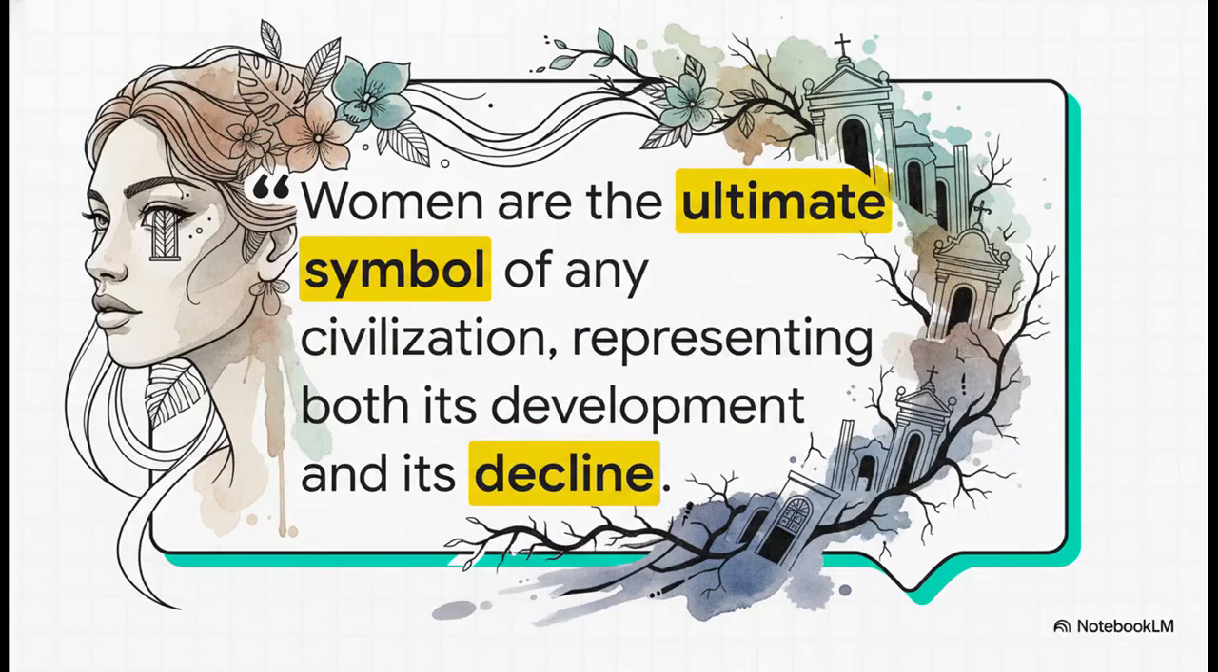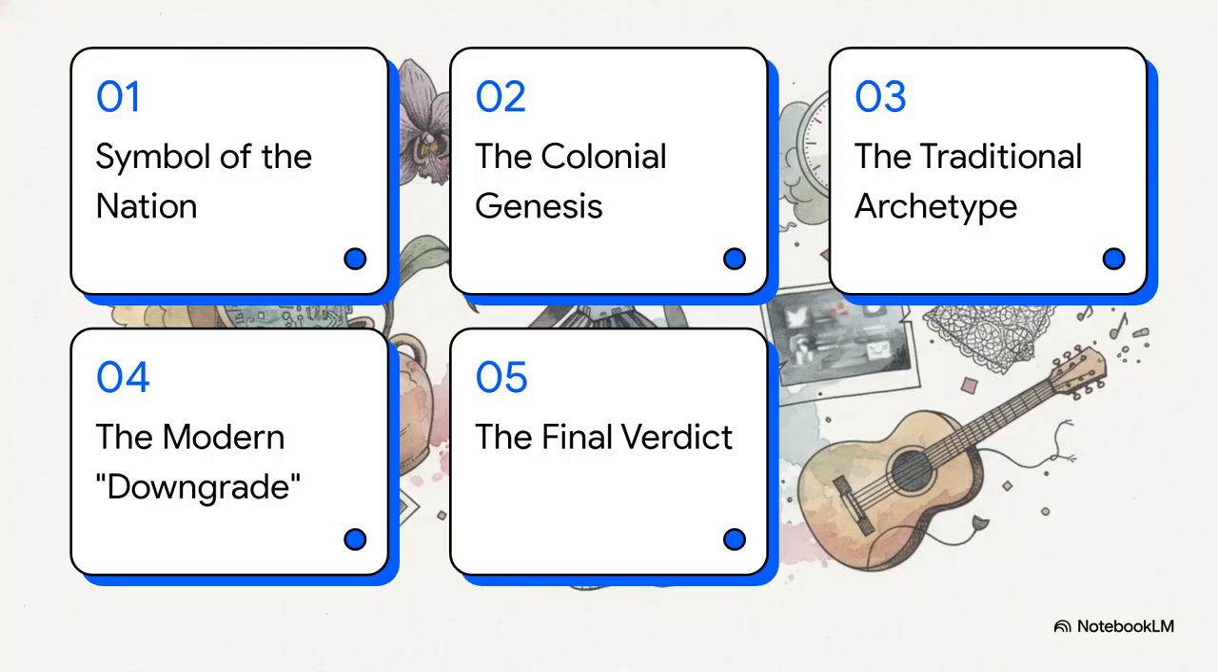So, right out of the gate, the video lays its cards on the table with this quote. This is the core idea, the foundation for everything else that follows. The argument is that if you want to gauge the health of a nation, whether it's thriving or decaying, you have to look at its women. They're presented as the ultimate barometer. So, how exactly do they build this case?